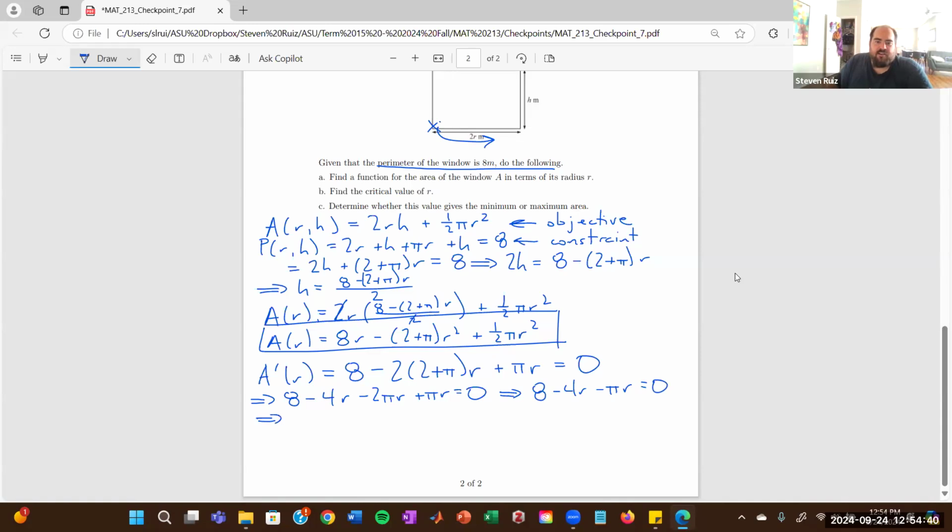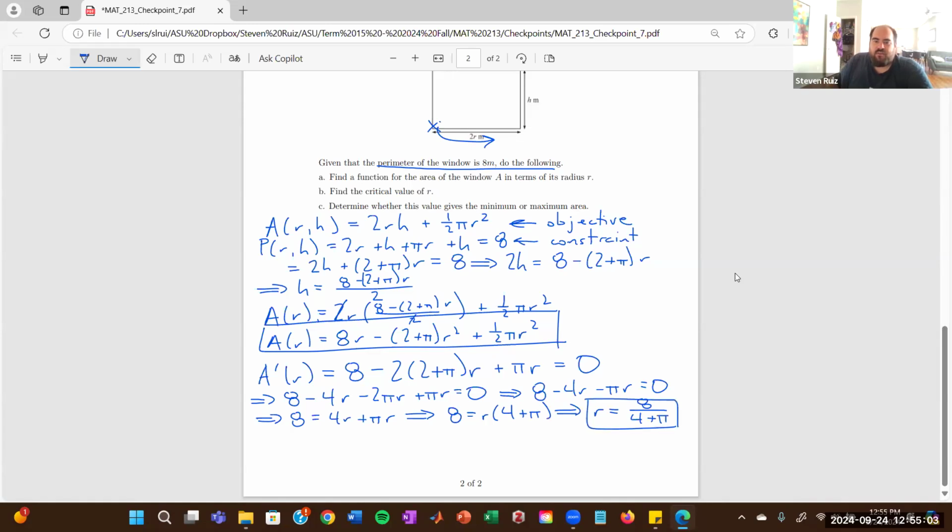So now let's isolate the r terms. So 8 equals 4r plus pi r. Now let's factor out the r. 8 equals r times this quantity, 4 plus pi. And one more step: r equals 8 over 4 plus pi.